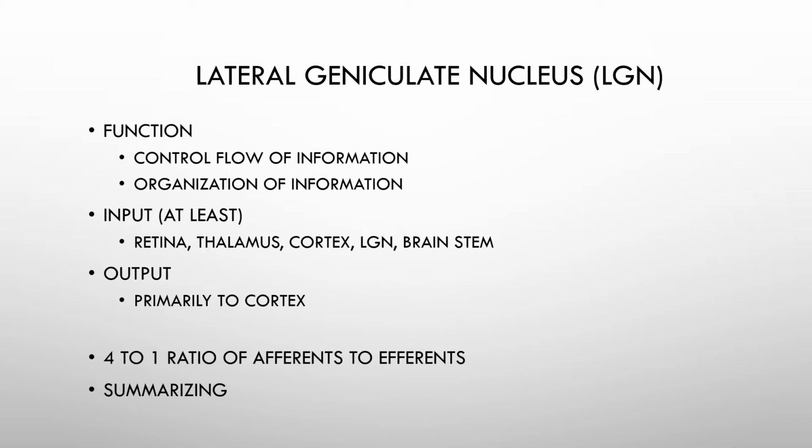So when something's really important, I hear a loud noise or something, I would need to move my eyes, or I need to really pay attention and set down those features, that is also input. Whereas its output is primarily to the visual cortex. Okay, primarily to the cortex. So we have this 4:1 ratio of afferents to efferents, where afferents are arriving fibers, or the input, and efferents are exiting fibers, or the output. And it's doing a lot of summarizing of information.